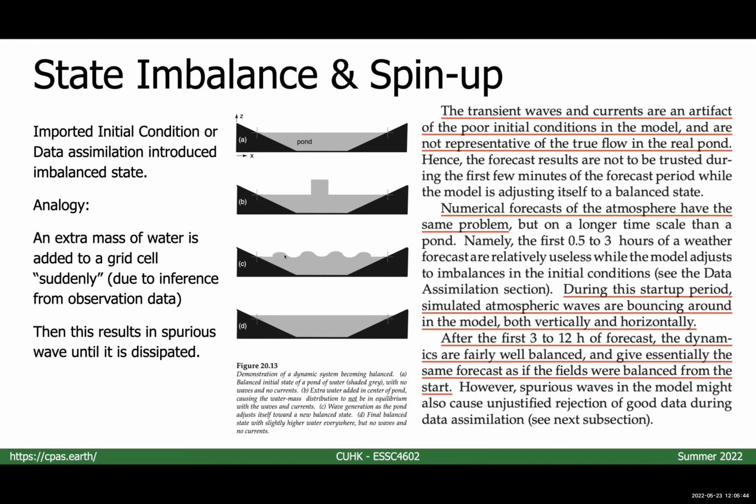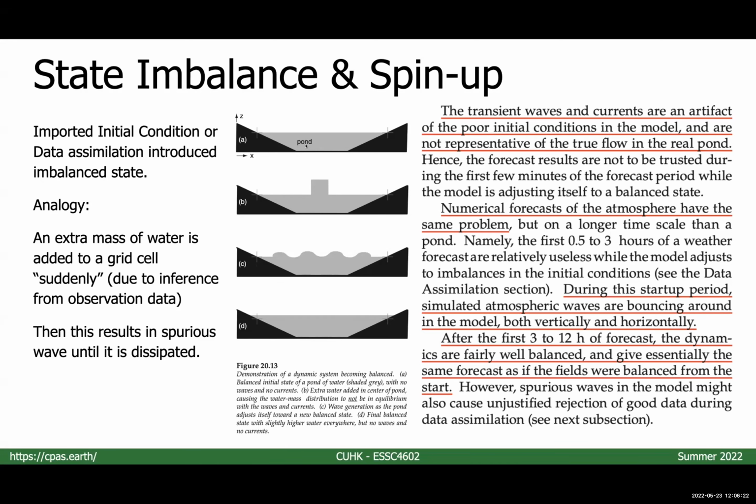After the data assimilation step, observation data will be used to infer what change should be put to the 3D grid data. Say, as in this figure A, it is the so-called balanced initial state. You can imagine this to be the grid data from yesterday's simulation run for today's initial time. Basically, after simulating 24 hours, it is in a pretty balanced state.